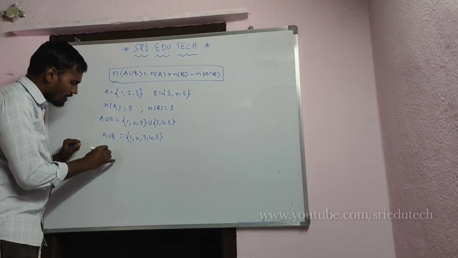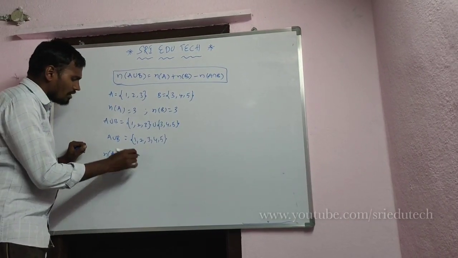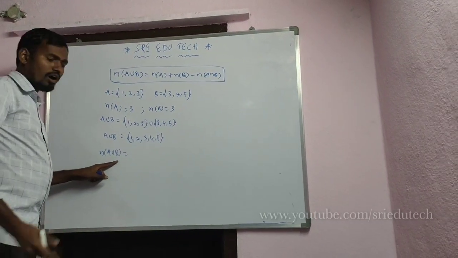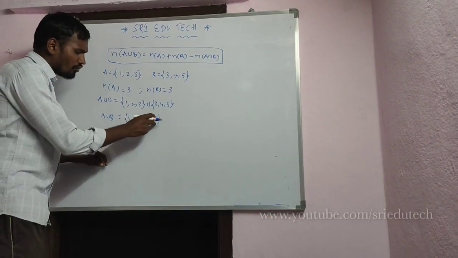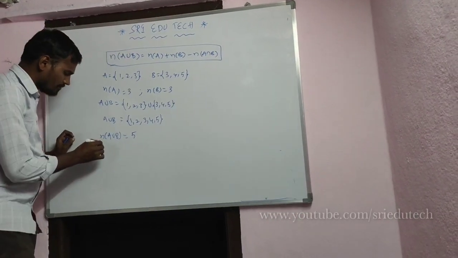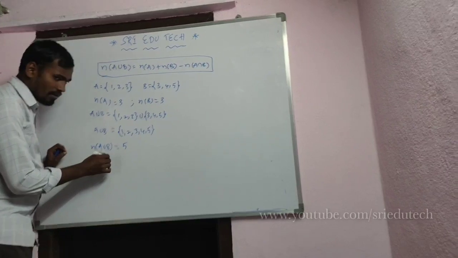Now, N of A union B. N of A union B means number of elements in A union B. How many elements are there? 1, 2, 3, 4, 5. This is 5.